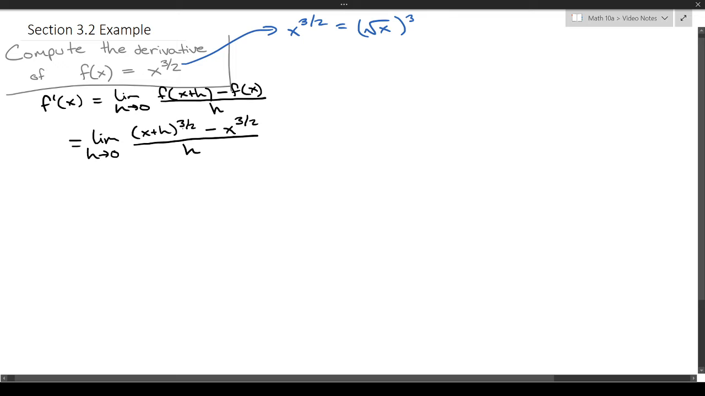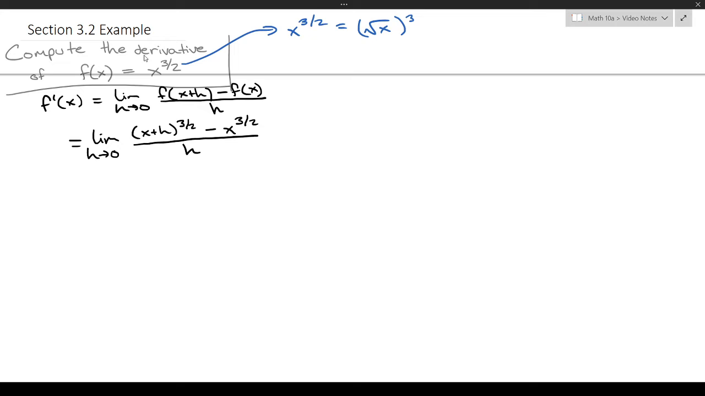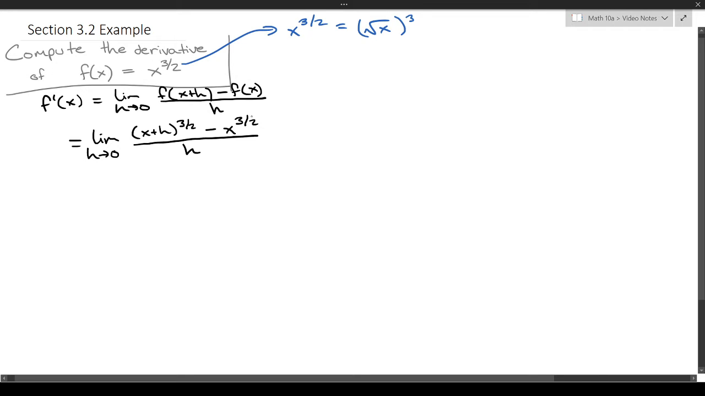And now we need to simplify this somehow, do some algebraic manipulations to let us compute this limit, because right now we have a 0 over 0. Definitely, if we just plug in h equals 0, try to use direct substitution, we'll be dividing by 0. That won't work. So we need to simplify this somehow. It's kind of a complicated expression, so it might not be clear at first how to do it, but remember, this means the square root of x to the third power. So this is a difference of square root expressions.